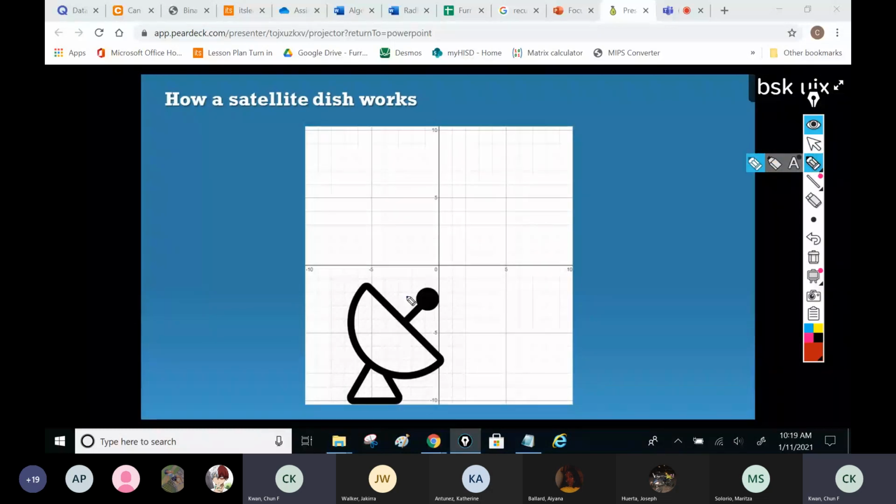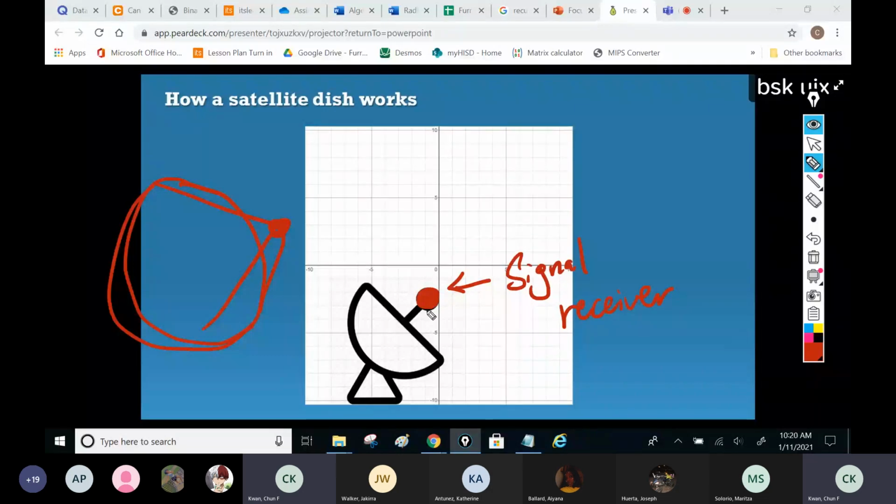Let's just say there is a satellite dish right here. If you pay attention, there's always a little thing in the middle. It doesn't matter what kind of satellite dish you are looking at, you always have the dish, and then you have the little thing that sticks out right here. This little thing is the signal receiver. This is what picks up the signal, not the dish. The little thing in the middle picks up whatever kind of signal you're trying to pick out, radio or Wi-Fi or whatever.